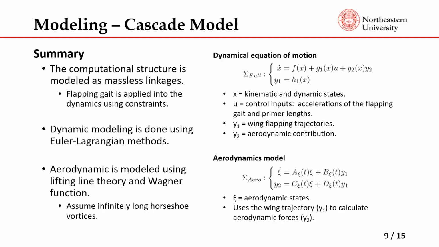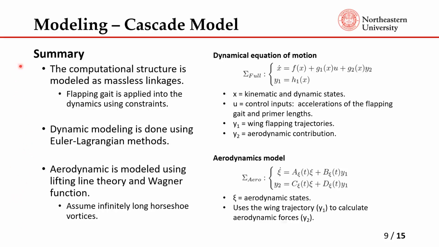So this slide shows the dynamic modeling that we use in the simulation and also for control design. The entire derivations are pretty long, so we only provide the summarized version of it here. So in summary, we have 3 distinct components in the system. We have the kinematic structure, which defines the flapping gait. We have the dynamic system, which contains all of the mass components. And we have the aerodynamic model, which defines the forces acting on the wing.